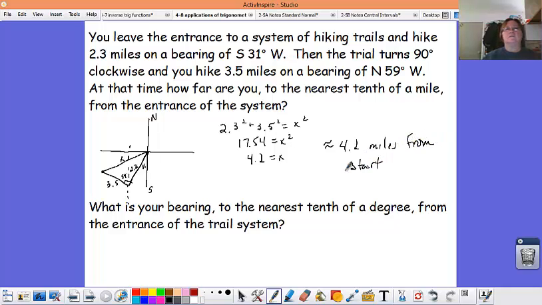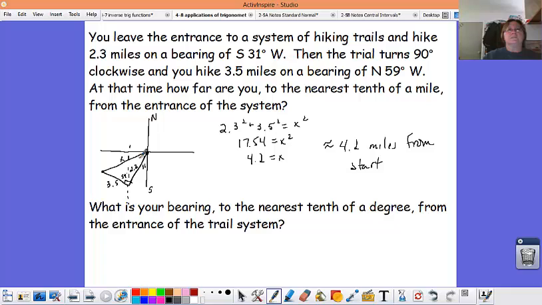And I think to myself, wow, that is a messed up picture. But now it's asking me, what's my bearing to the nearest tenth of a degree from the entrance of the trail system? So now I have to find the bearing here. Yeah, I think I can do that. My bearing to the nearest tenth of a degree from the entrance to the trail system.